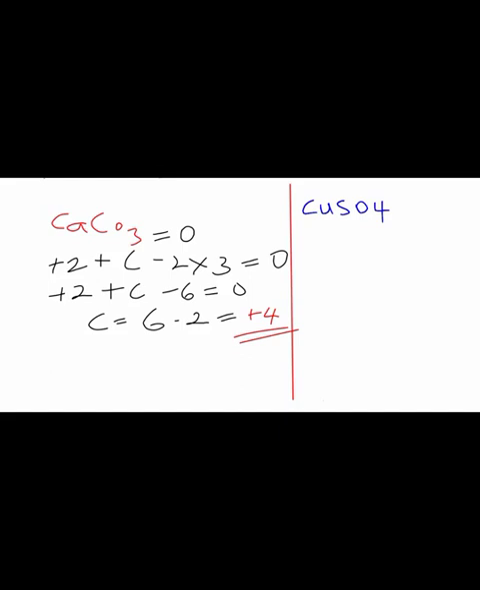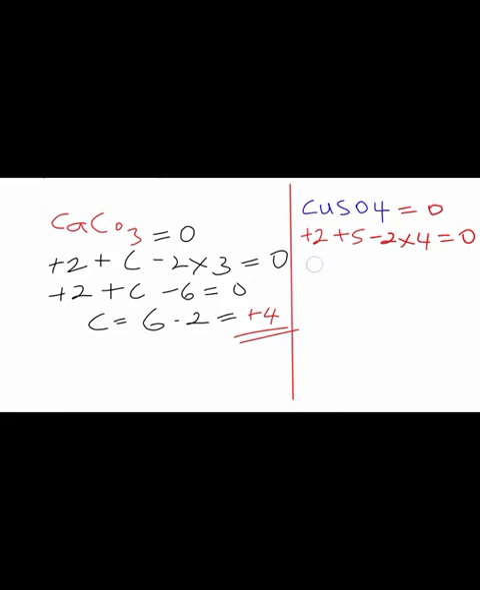So let's look at the oxidation state of sulfur in this compound. The oxidation state of copper is +2, plus that of sulfur, which we are looking for, plus the oxidation state of oxygen, which is -2, and there are 4 here, that is times 4, equals 0. Remember we said that the oxidation state of a neutral compound is 0, that is why we equated to 0 here.